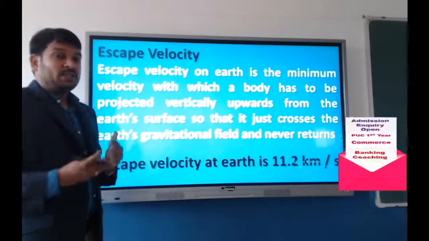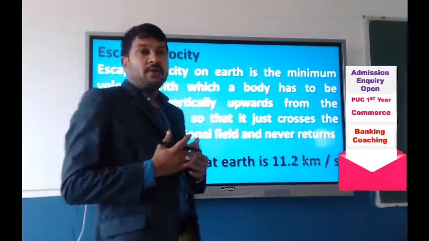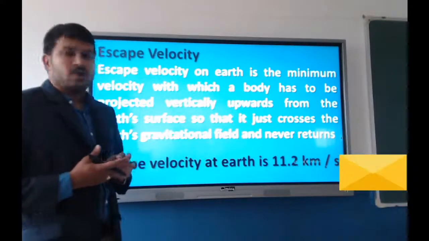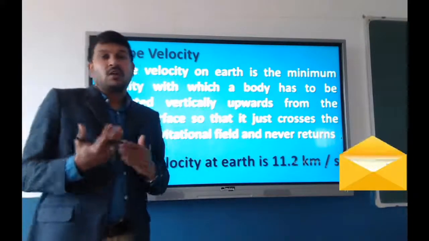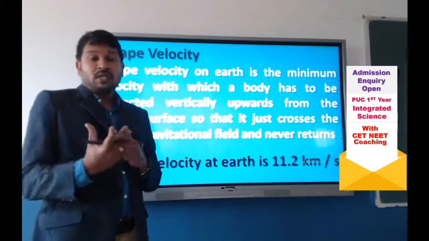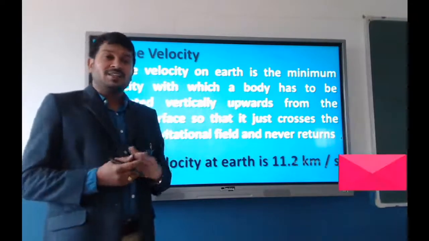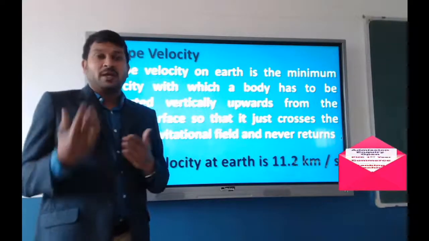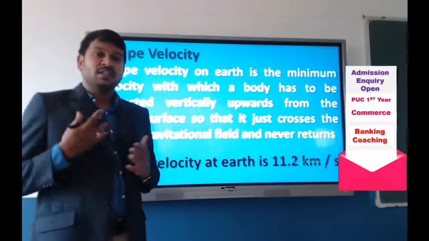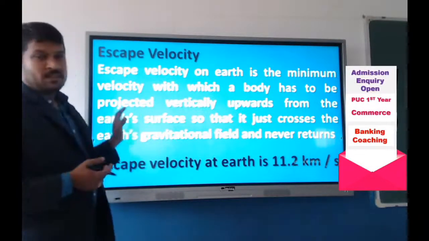Regarding this, I think at school level you have not studied gravitation. I only explained some concepts. All these concepts, how gravity varies inside the Earth and above the Earth's surface, as well as escape velocity and how to overcome it, we will study everything in first PUC classrooms. I hope you are clear about escape velocity.